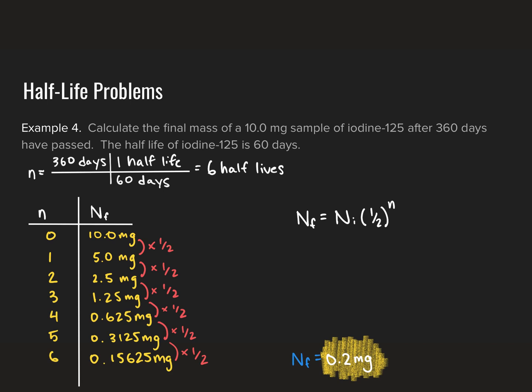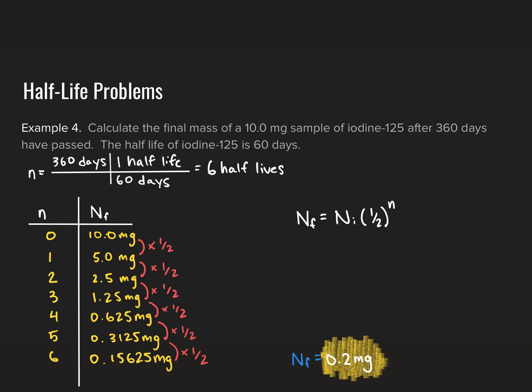And the nice thing about that equation is that you are not constricted to dealing with whole numbers of half-lives. The chart method will only work when you have a whole number of half-lives that have gone by, whereas the equation method will get you to the correct answer regardless of whether that's a whole number or a fractional number of half-lives that have gone past.